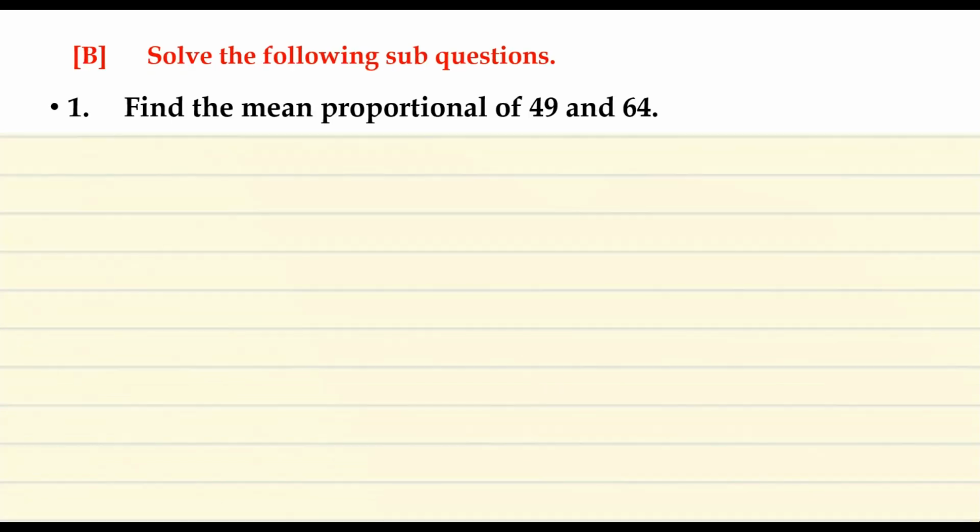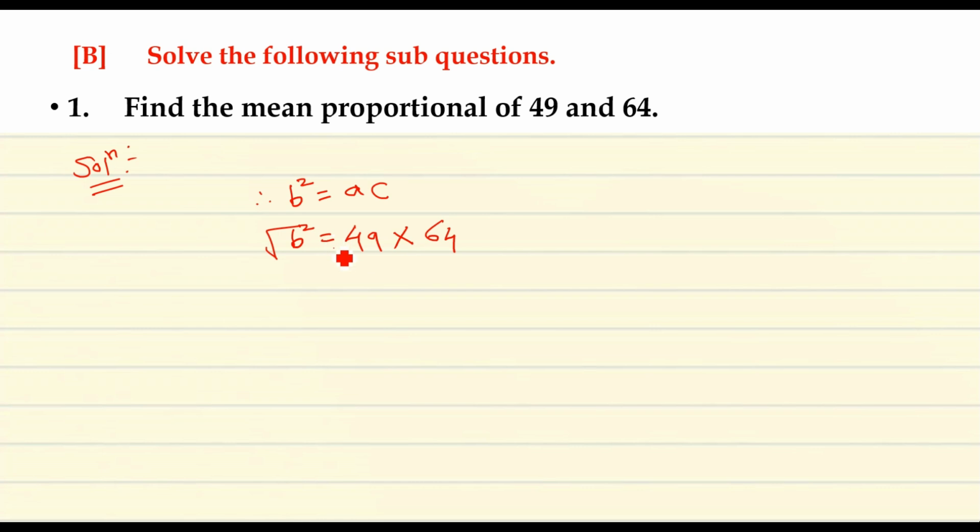Now let us move to the 1 mark question, but here we have to perform some steps. Caution has to be taken that the steps should be written in detail. Find the mean proportional of 49 and 64. The mean proportional is given by b square is equal to ac, where b is called the mean proportional. Now a is 49 and c you will consider as 64. So you have to calculate the value of b.